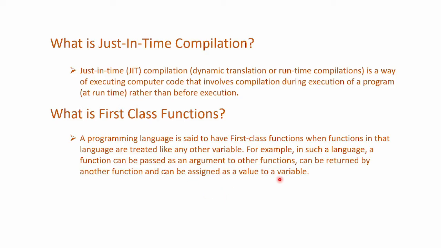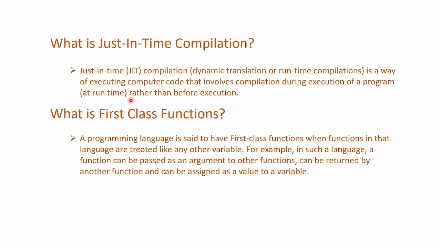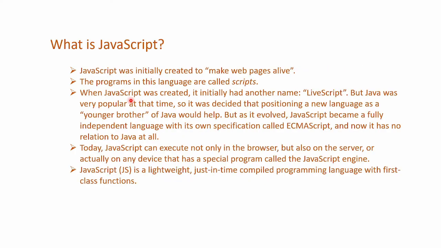And it can be assigned as a value to a variable. We already understood that it can be assigned to a variable. So if these features are there, we can say that the language has the first-class function feature. Let's read that statement once again. JavaScript is a lightweight, just-in-time compiled programming language because it compiles the code at runtime only, with first-class functions, because JavaScript supports those features: a function can be assigned to a variable, passed as an argument, and returned from another function, like that.